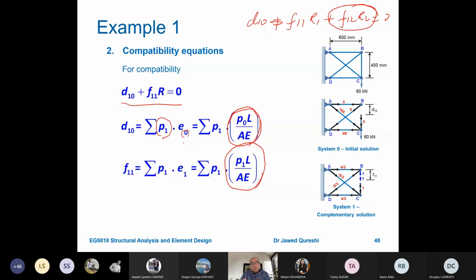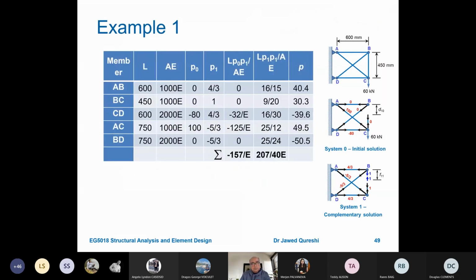Now I have these two formulas. With the help of these two formulas, I will generate a table for all members. A is given, E is constant, and P0 in AB and BC is 0. Then P1 has some value. So I have taken all the forces from this system 0 and system 1. And then you multiply it with L P0 P1 over AE and L P1 P1 over AE.